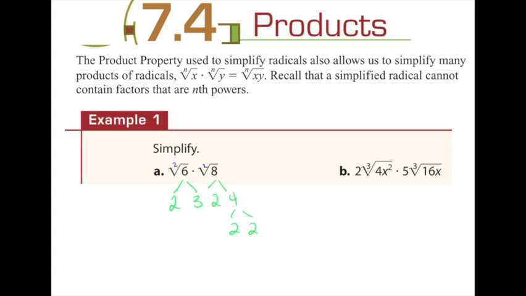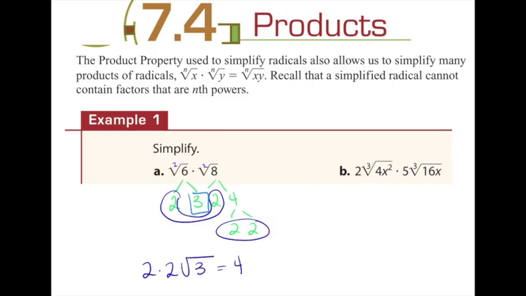So among all of those, I can now take out pairs. I can take out a 2 here. I can take out another 2 here. And I will have a 3 that is left inside. And so here I'm going to get 4 square root of 3 as my answer. That's the same answer I would get if I said 48 and then did my factor tree for 48.